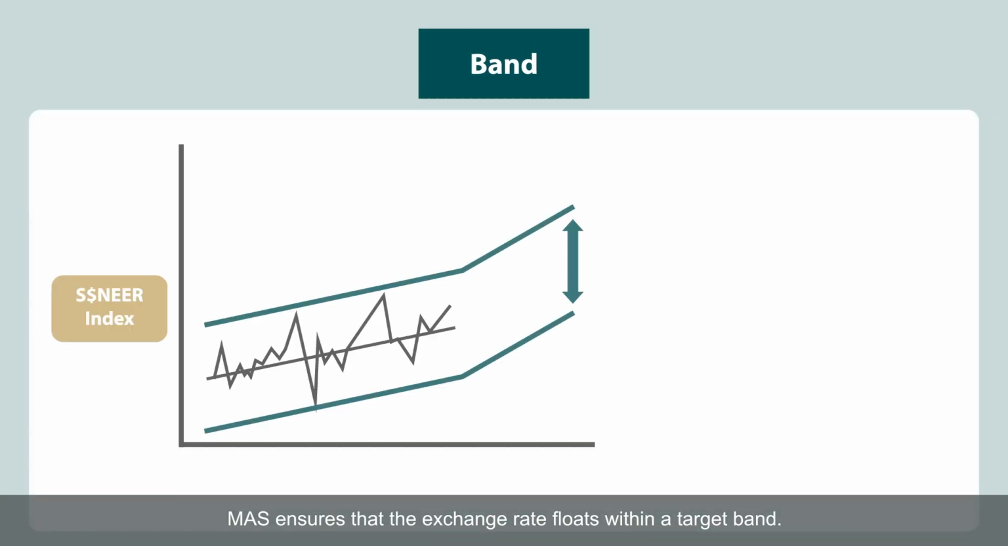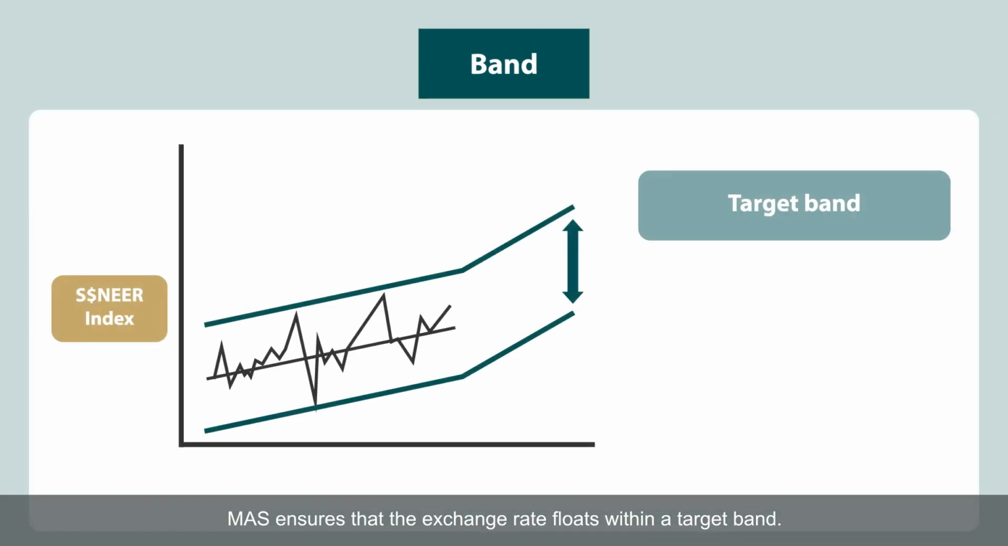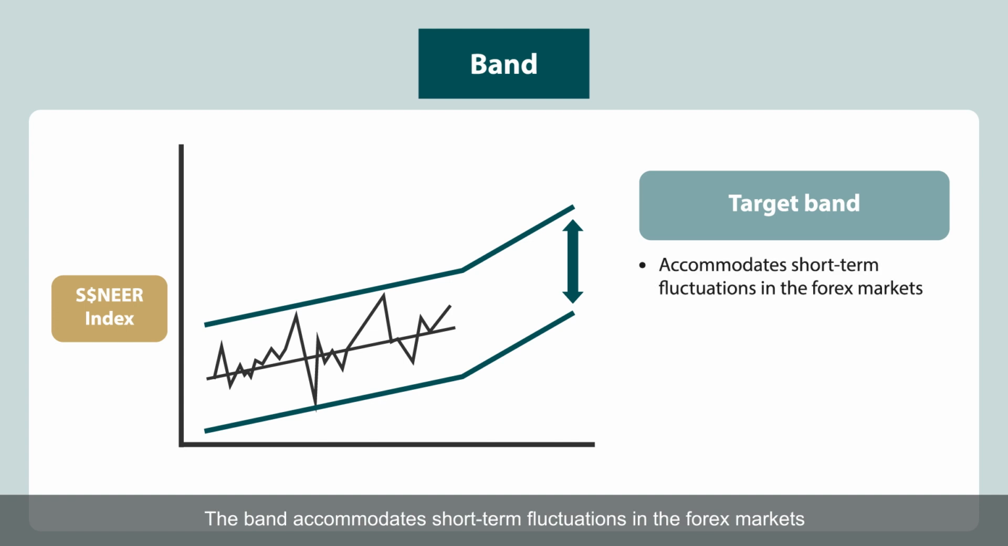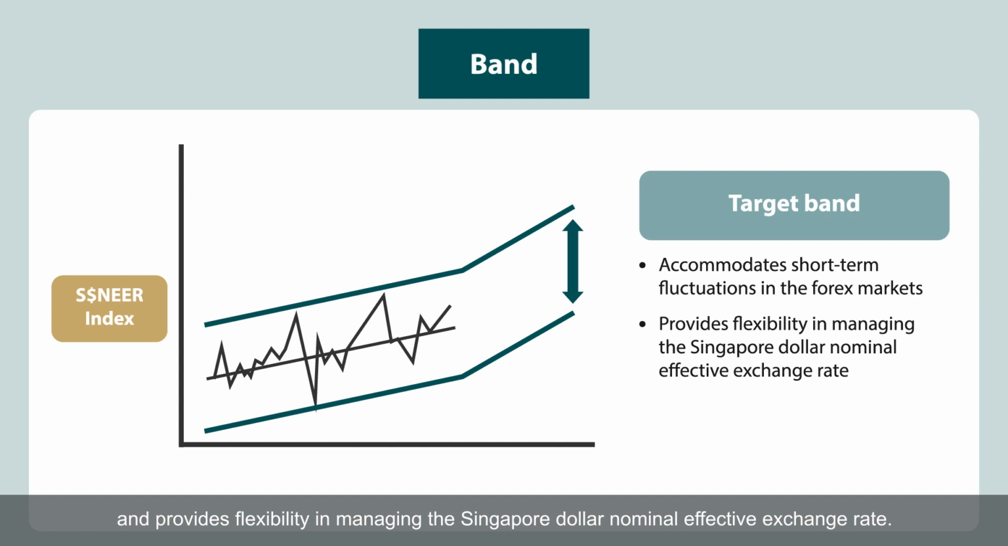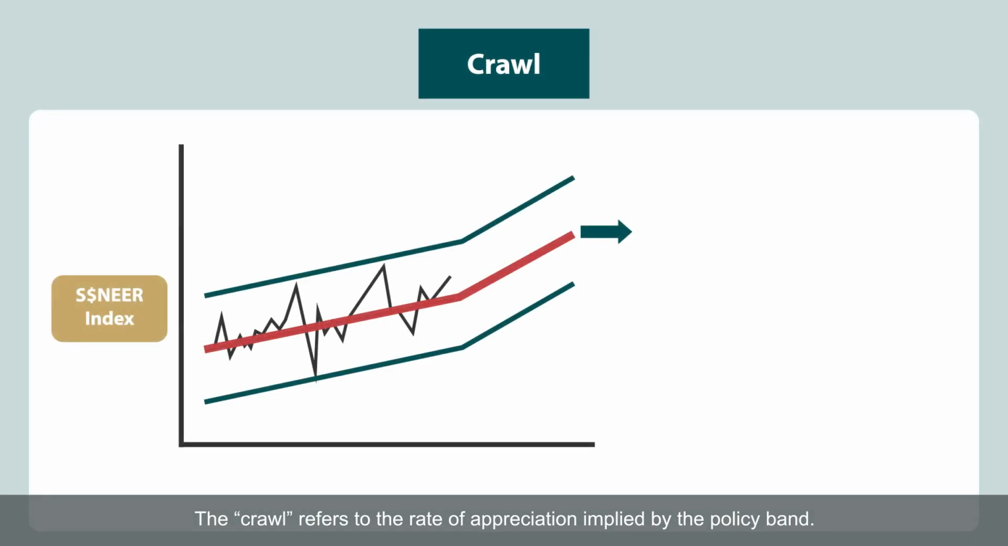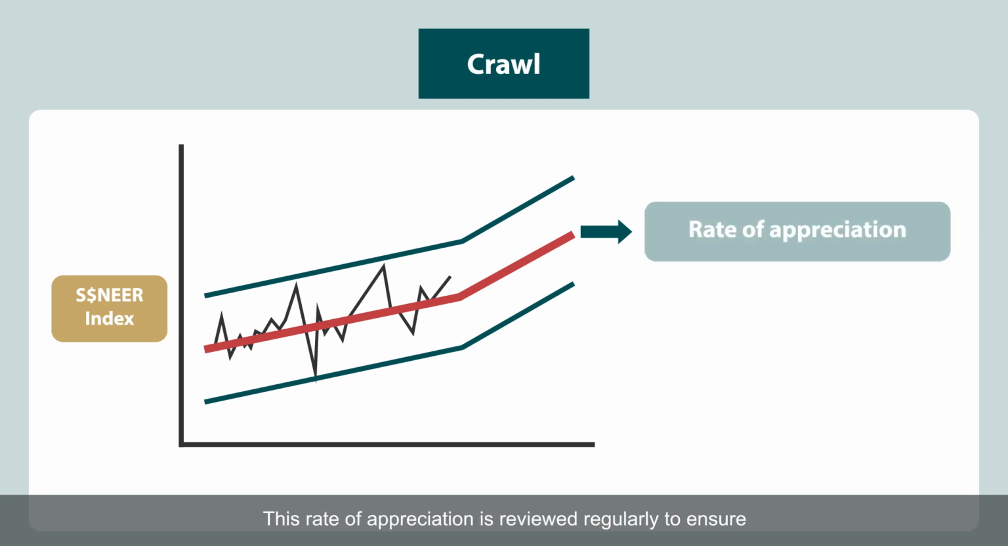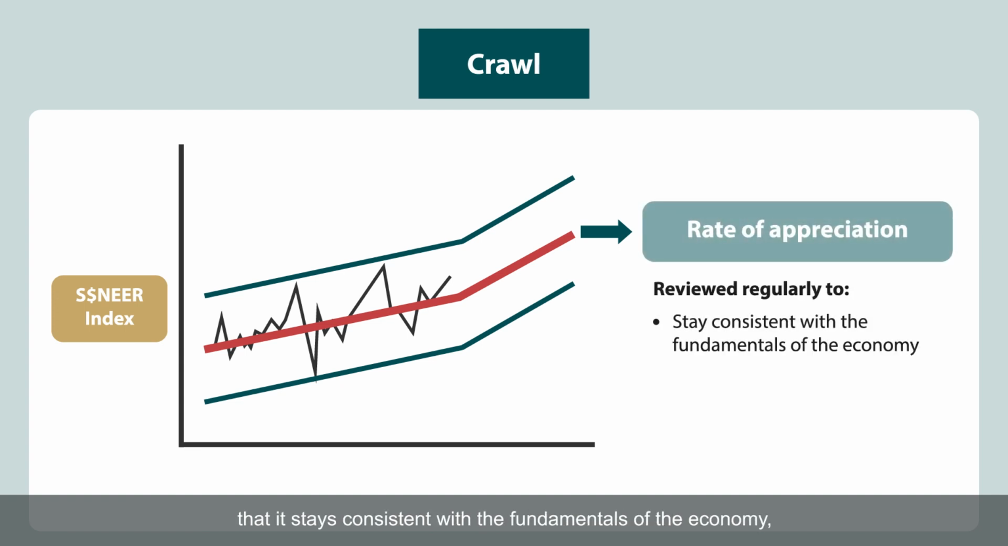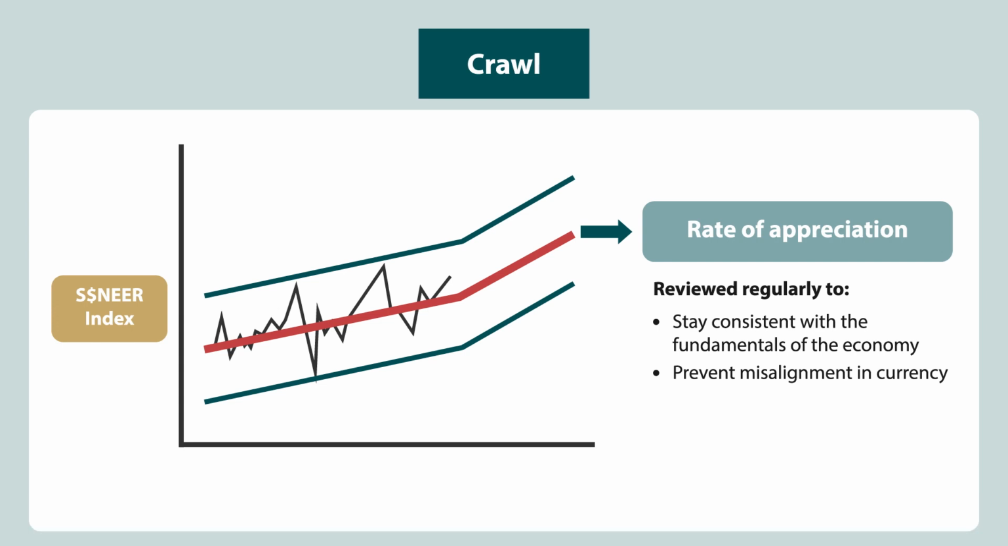MAS ensures that the exchange rate floats within a target band. The band accommodates short-term fluctuations in the forex markets and provides flexibility in managing the Singapore dollar nominal effective exchange rate. The crawl refers to the rate of appreciation implied by the policy band. This rate of appreciation is reviewed regularly to ensure that it stays consistent with the fundamentals of the economy, as well as to prevent any misalignment in the currency.